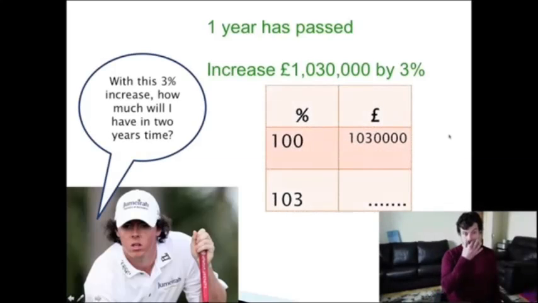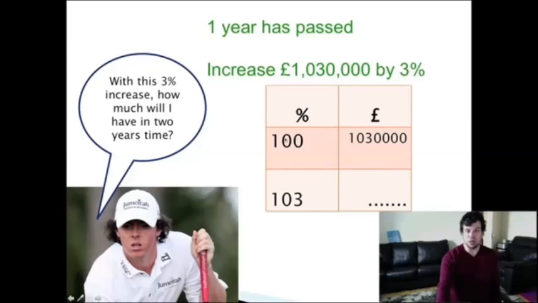With this 3% increase, how much will I have in 2 years' time? Now of course 1 year has passed and he likes the rate of interest he's gaining from having it in his savings account, and he wants to know how much money he'll have this time next year. Again, another proportion table, percent on the left, pound on the right. 100% is on the left because that is the full amount of money he has presently, a year later. And how much money does he have? Not £1 million anymore, that was the old amount. He's got £1,030,000. The increase is still 3% because the bank rate hasn't changed for this example.